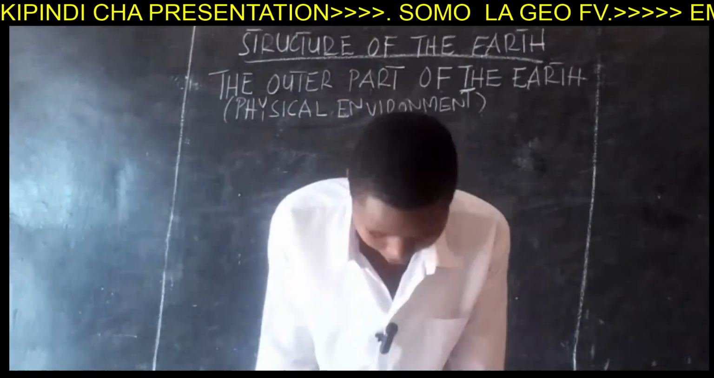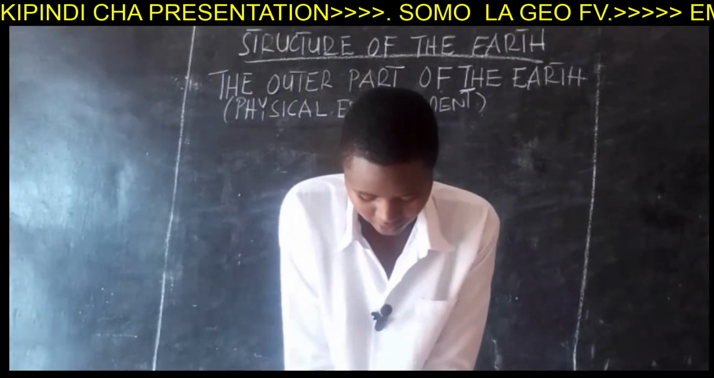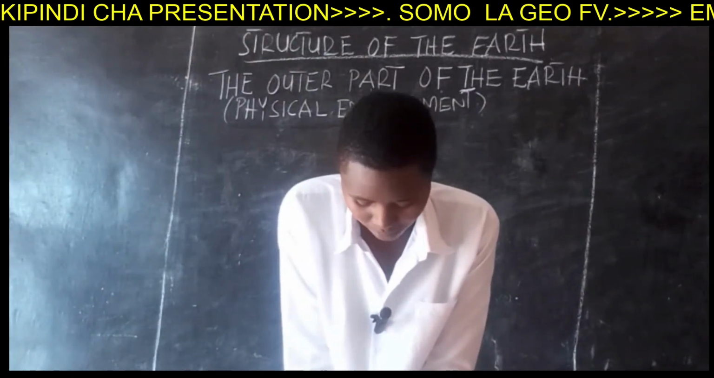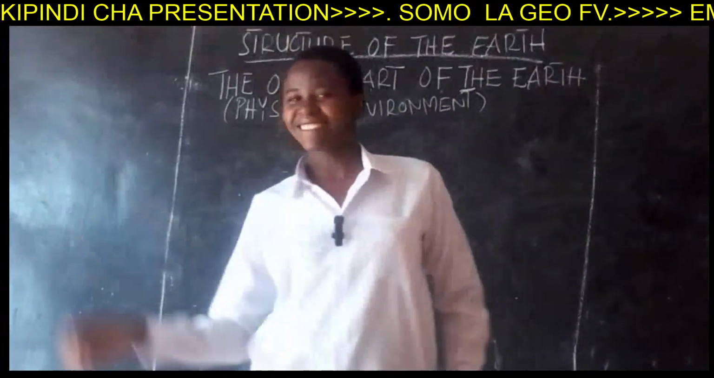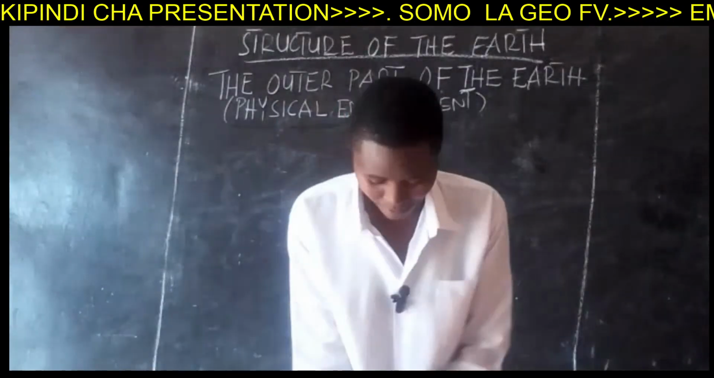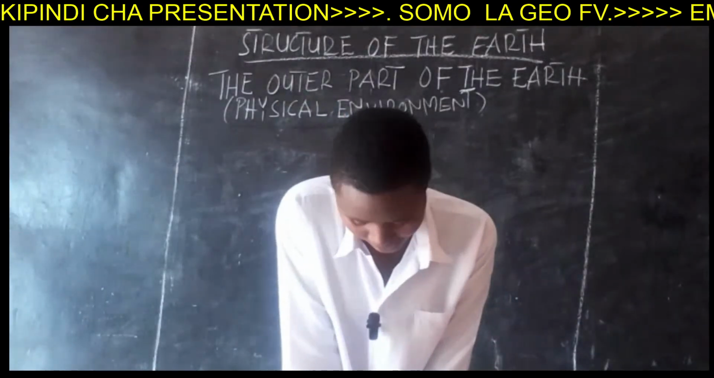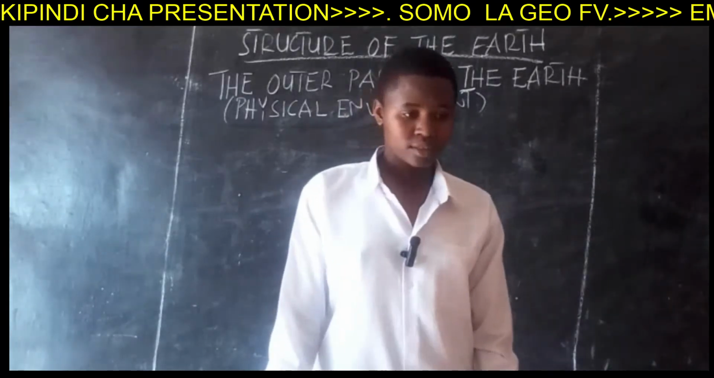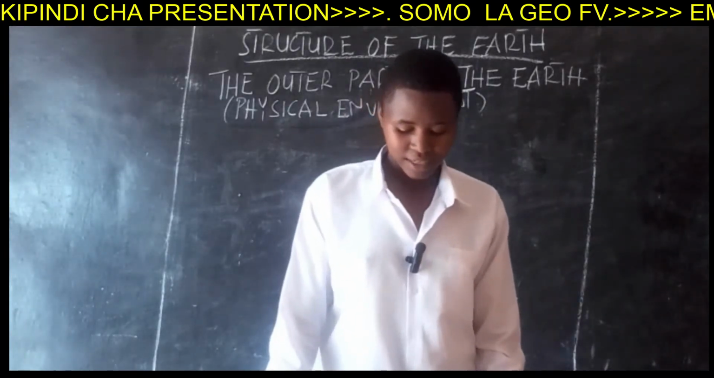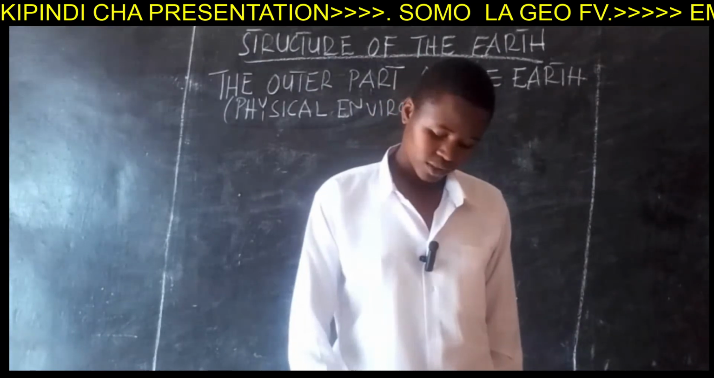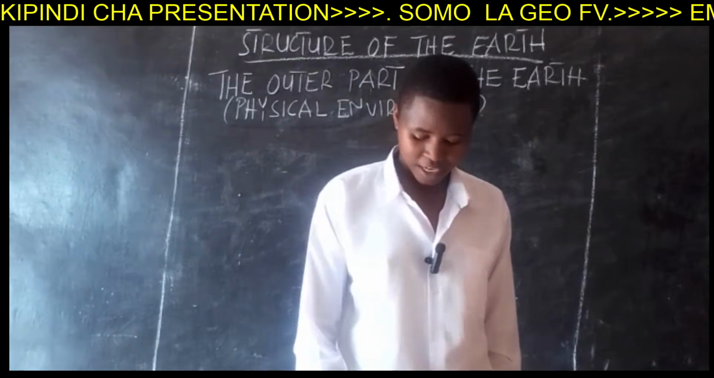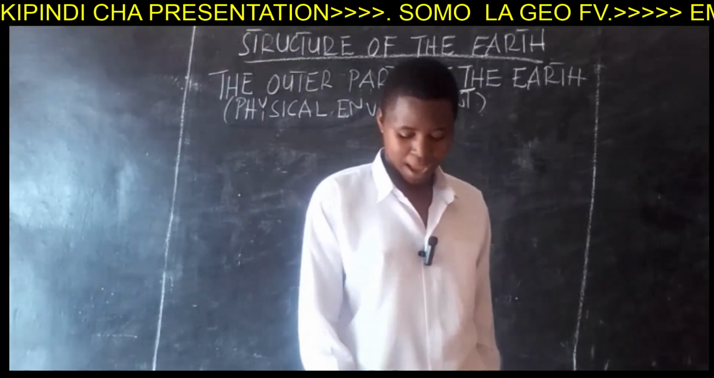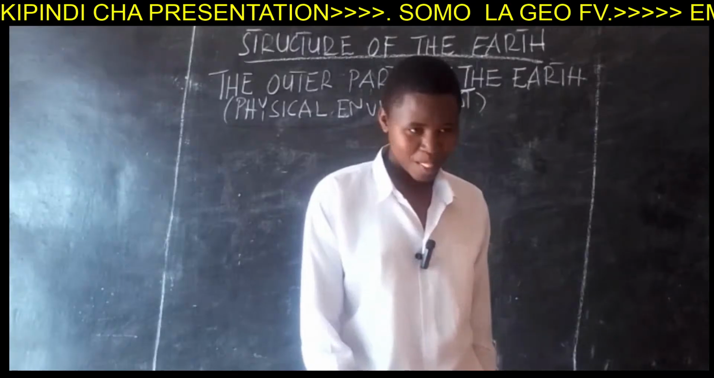So, I start with the outer part of the Earth. Another name for the outer part of the Earth is the physical environment. The human habitat is comprised of four main layers: the atmosphere, the second is the hydrosphere, the third is the lithosphere, and the fourth is the biosphere. We start with the atmosphere. The atmosphere is a thin layer of gases held on the Earth by gravitational attraction.